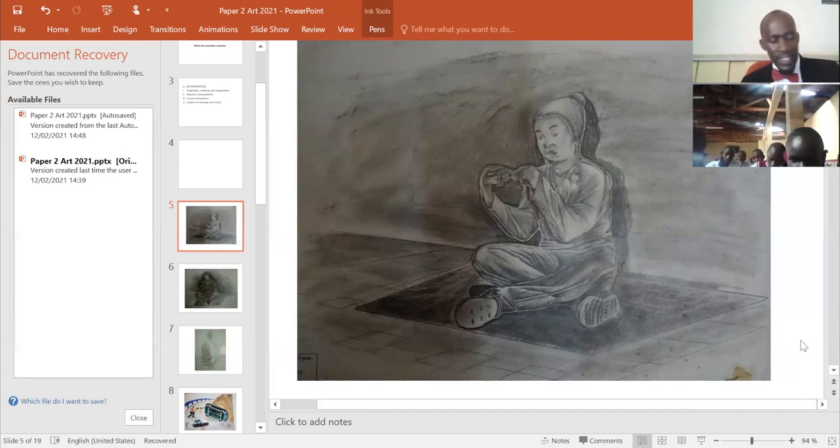Then the neatness and the impact. Out of 10, how much would you give them? 8. So 65.5 plus 8, that is 73.5. 74. So that is 74%, isn't it?